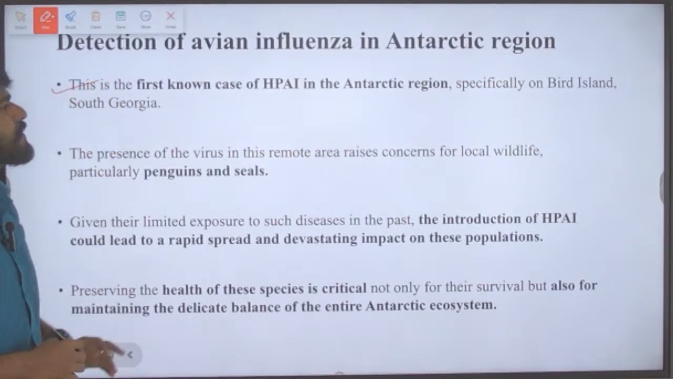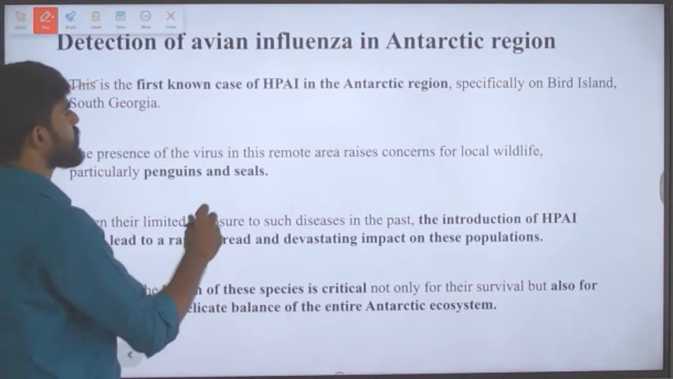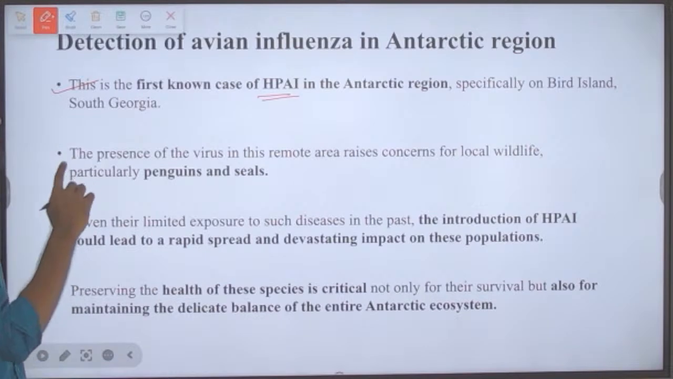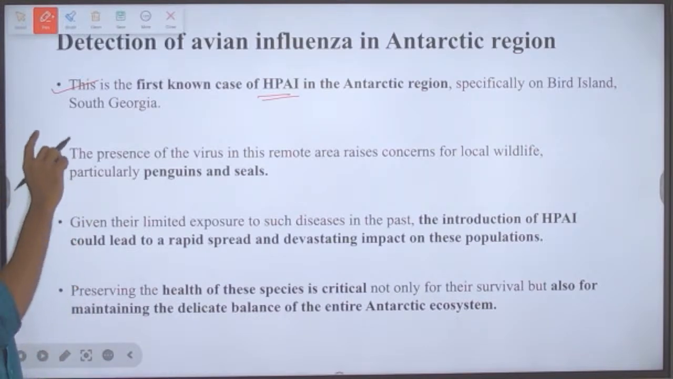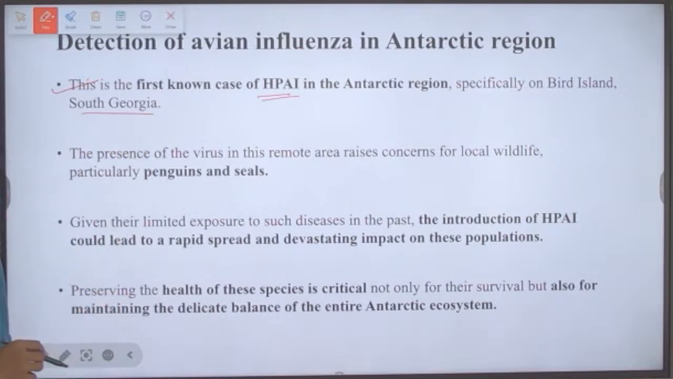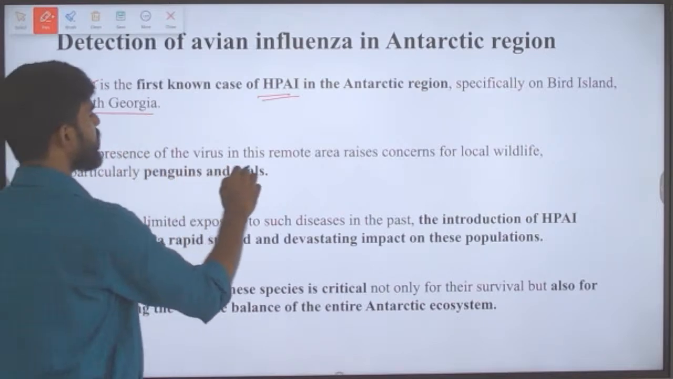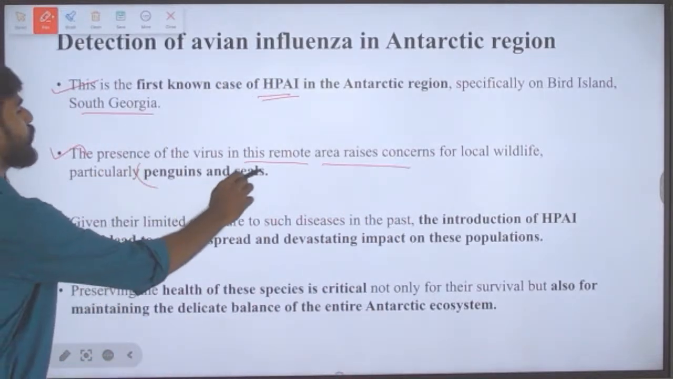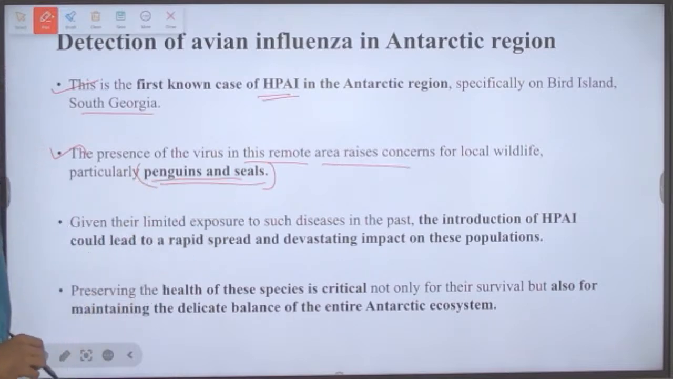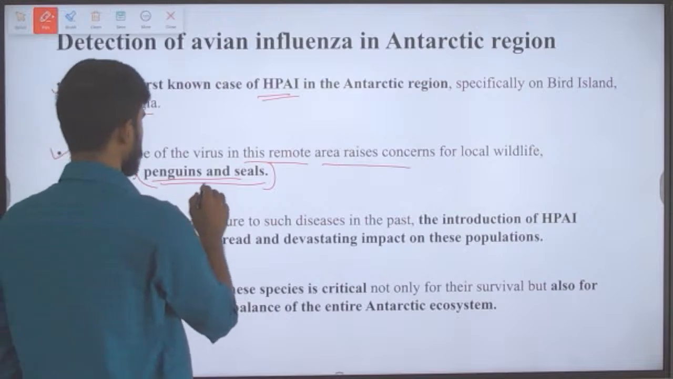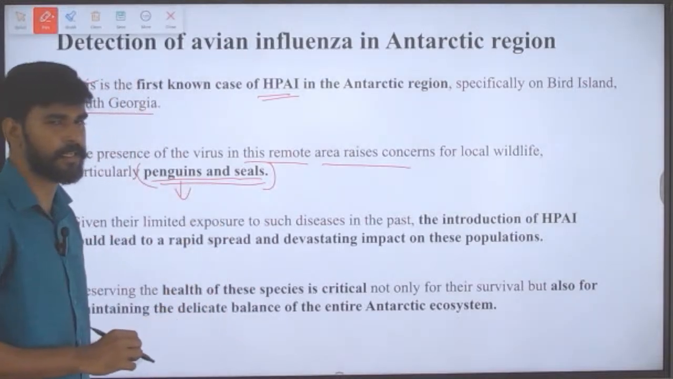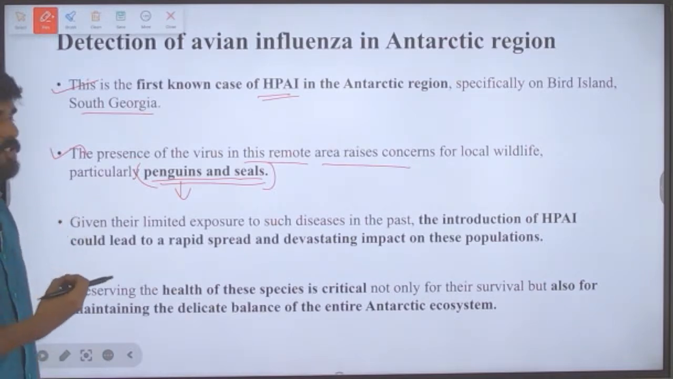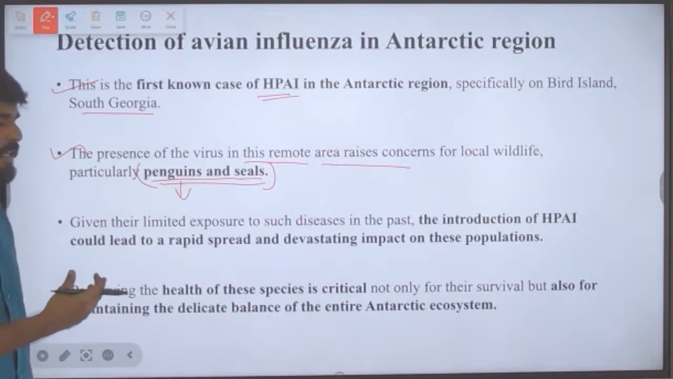So this is the first known case of HPAI, that is highly pathogenic avian influenza, in the Antarctic region, specifically in Bird Island in South Georgia. The presence of this virus in this remote area raises concerns for wildlife, particularly penguins and seals. These two organisms, seals and penguins, which live in the Antarctic region, are becoming vulnerable each day, and this virus spread is causing a major concern here.